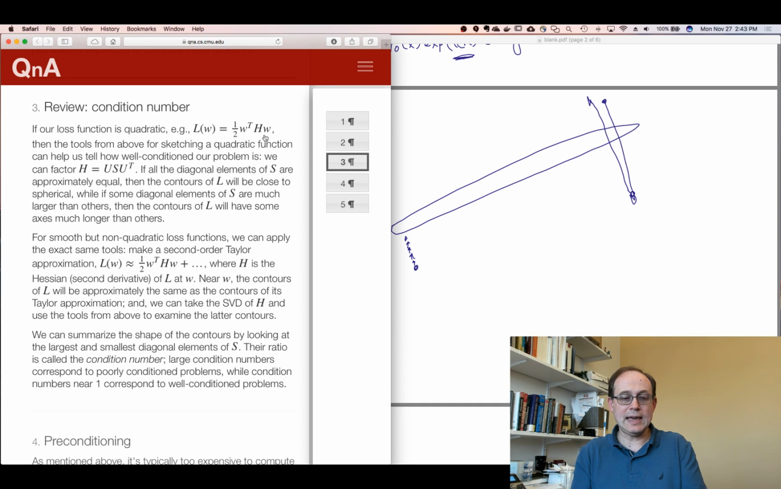With a non-quadratic loss function, if it's smooth, we can make a second order Taylor expansion around the local minimum, for example. And the contours of that quadratic function, the second order Taylor expansion, are going to be approximately the same as the contours of our loss function, at least in the neighborhood of that minimum. And so what we'll do is we'll take this second derivative matrix, H, from our Taylor expansion, and we'll apply this exact same set of tools. We'll factor it, U S U transpose, and we'll look at the diagonal elements of S, and if the ratio is large between the largest and smallest, it's a poorly conditioned problem, and if the ratio is close to 1, it's a well-conditioned problem.